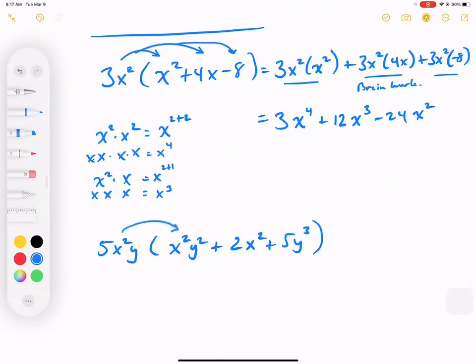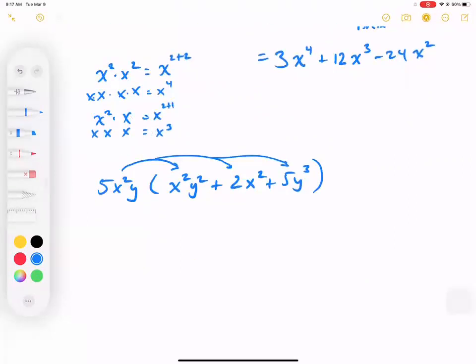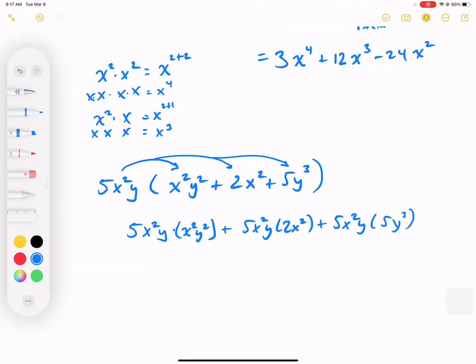We multiply, multiply, multiply, and we're going to combine them separately. So I'm going to write this out, what's going on in my head. I'm multiplying 5x squared y times x squared y squared. Then I'm doing my next round, 5x squared y times 2x squared. Then I'm multiplying 5x squared y times 5y cubed. I'm sorry. So that's what I'm doing in my head. I do not have to write this line. This line is going on in my head right now.